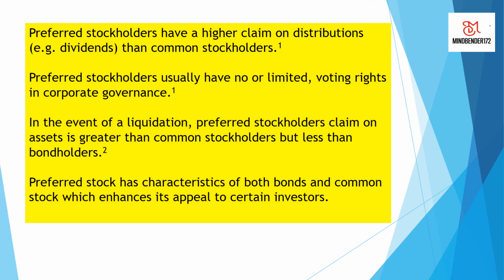Now students, let's discuss the preferred stockholders. They have a higher claim on distributions, on dividends, than common stockholders. That means they come after bonds, but are given priority before common stock in payment. Preferred stockholders usually have no or limited voting rights in corporate governance. That means they have no or limited rights in voting on the company's management. In the event of liquidation, preferred stockholders' claim on assets is greater than the common stockholders' but less than the bondholders'. The preferred stock has characteristics of both bonds and common stock, which enhances its appeal to certain investors.